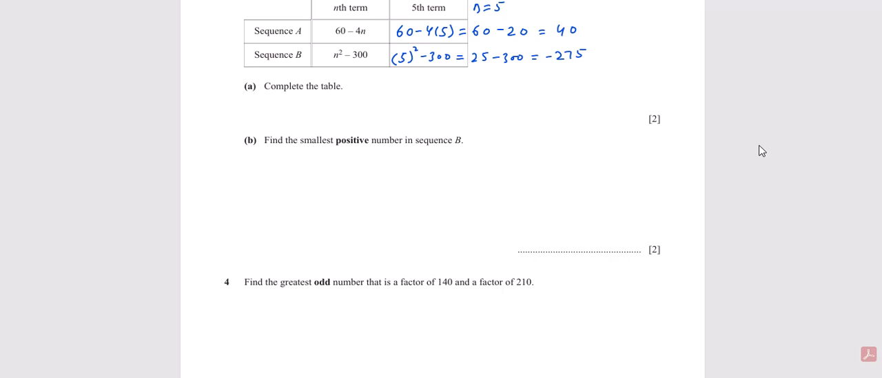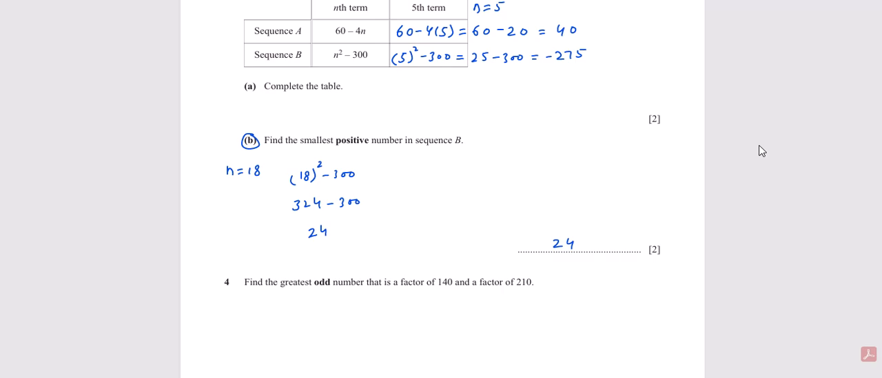Part B. Find the smallest positive number in sequence B. If we put n equal to 18 in sequence B, so 18 squared minus 300. 18 squared is 324, minus 300. Subtract these values, we get 24. So the final answer is 24.